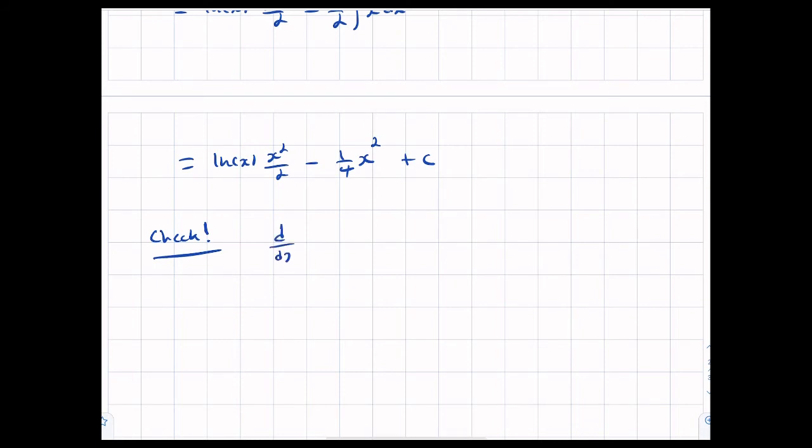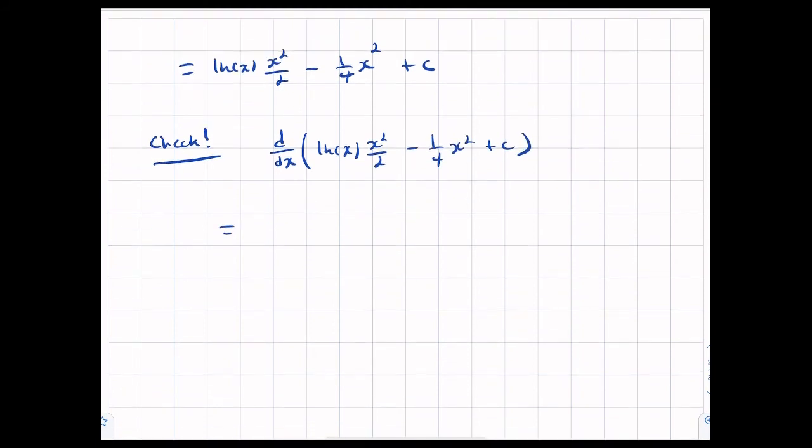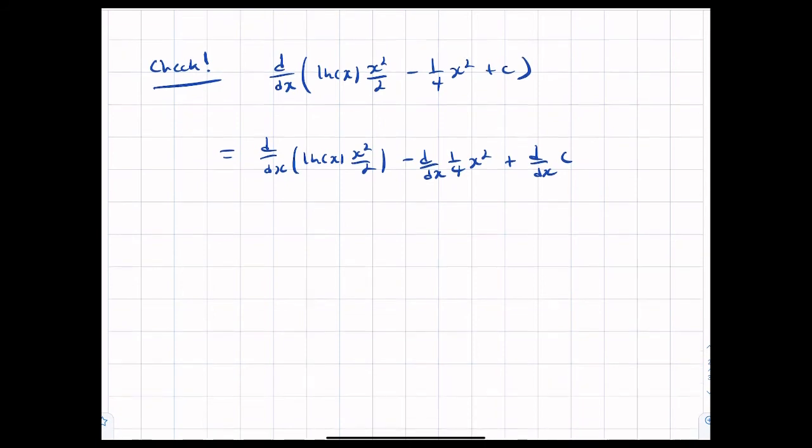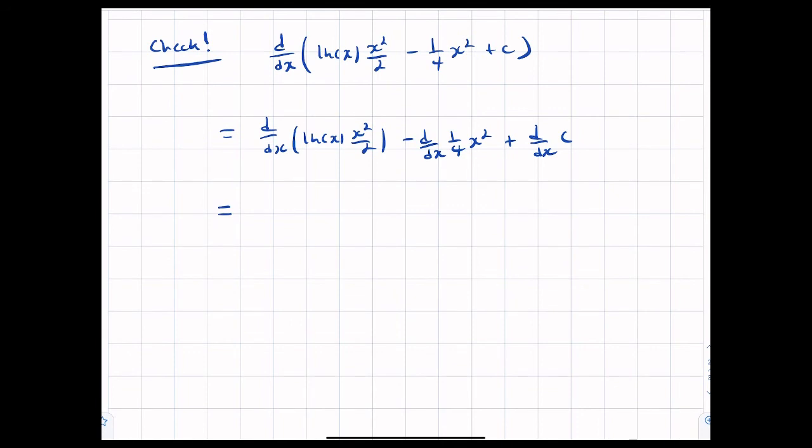So I take the derivative of this thing with respect to x. How do I know that it's the antiderivative? Well, I take the derivative and see what I get. So this is d by dx of ln of x times x squared over 2 minus d by dx of 1 over 4 x squared plus d by dx of c. And of course, on tests and assignments, you don't have to do every little step like this. I'm just doing it step by step for the purposes of teaching. You don't even need to put in the c to check, right? The c is going to go away, so don't feel like you have to do this every single time.